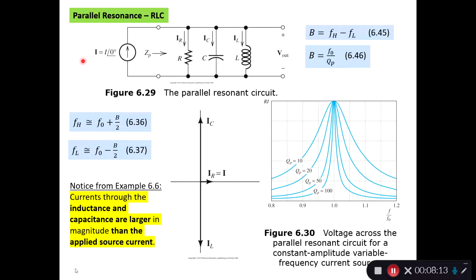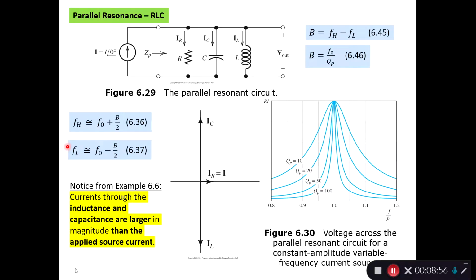When we look at the bandwidth, it's also defined as the resonance frequency divided by the quality factor of the circuit. So here the parallel quality factor. The bandwidth is still the higher frequency part minus the lower frequency part at the half power components, meaning where the output is lowered to minus 3 dB.